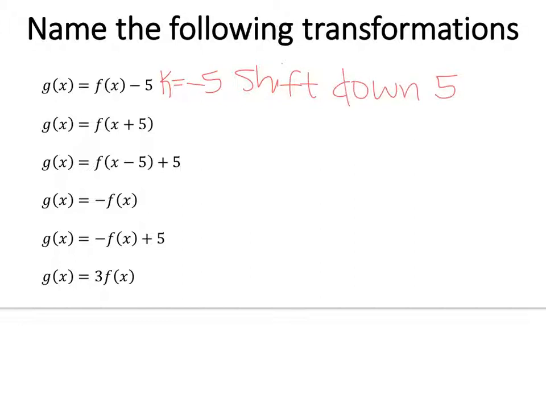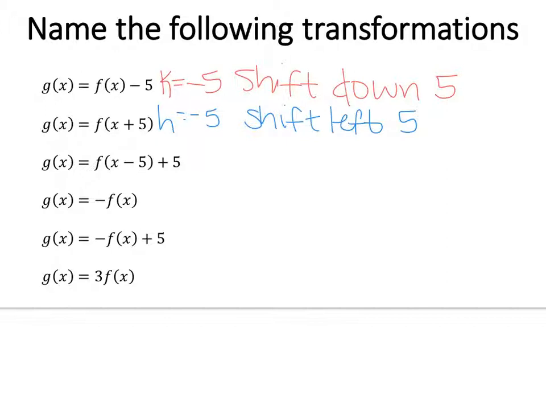So the next one, f of x plus 5, you notice how that plus 5 is inside the parentheses. So that means this is an h value. And again, since this is x plus 5, it's actually the opposite. So this is a negative 5 as well, which tells me I'm going to shift left 5. So that means on that graph, you would take every single point and move it to the left 5.